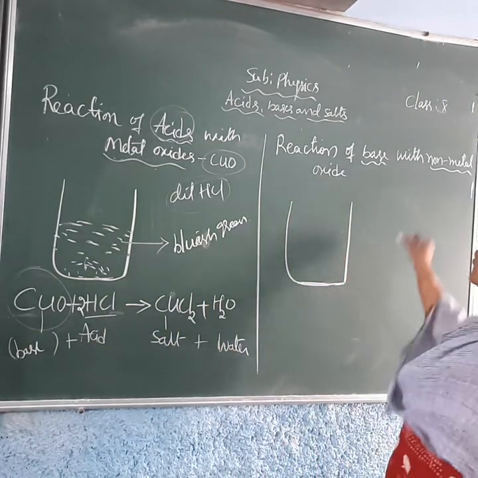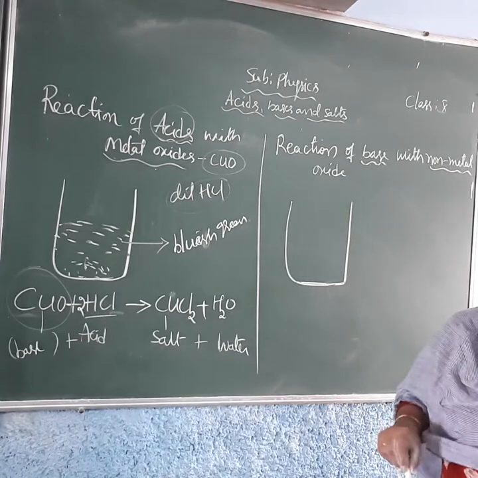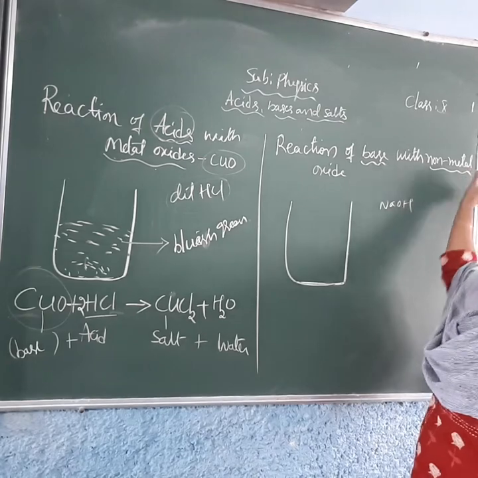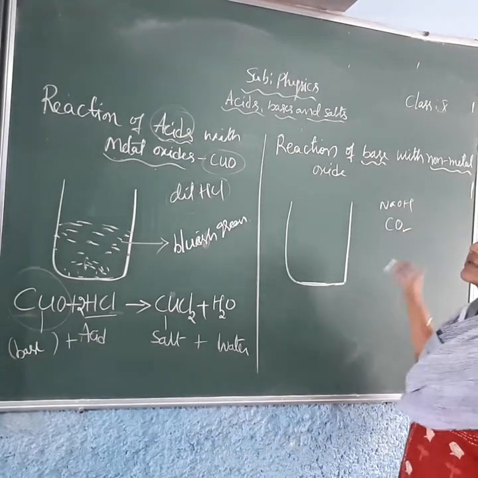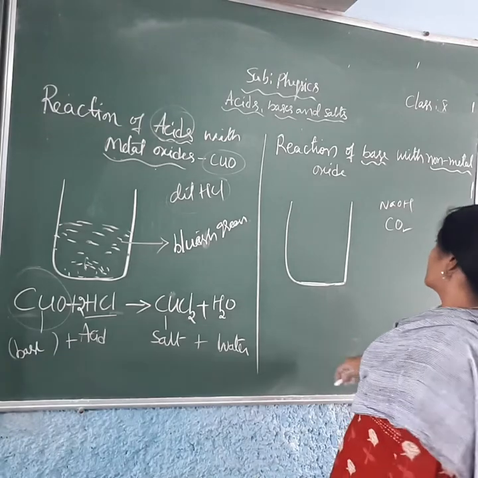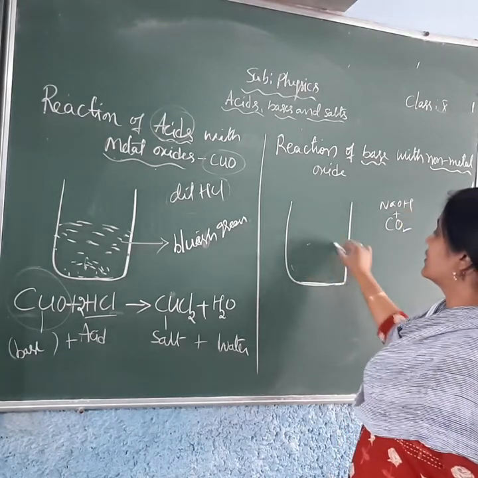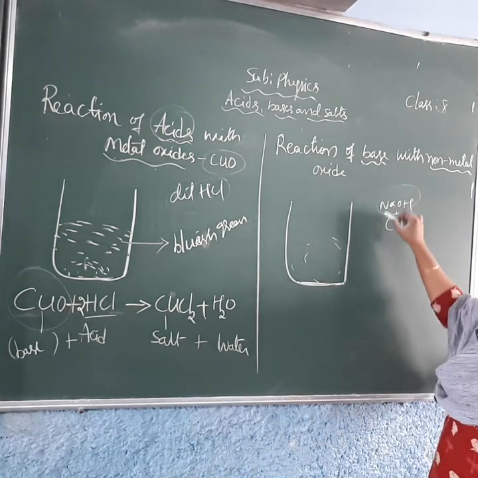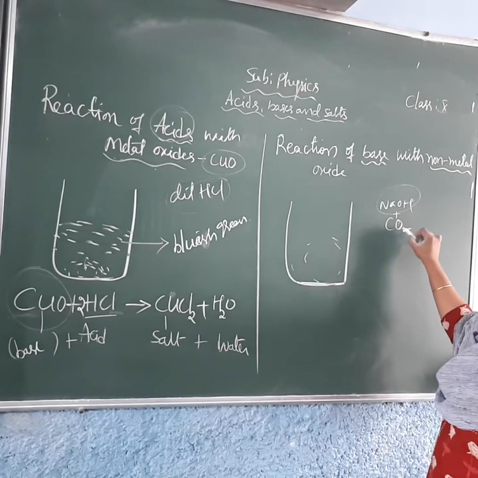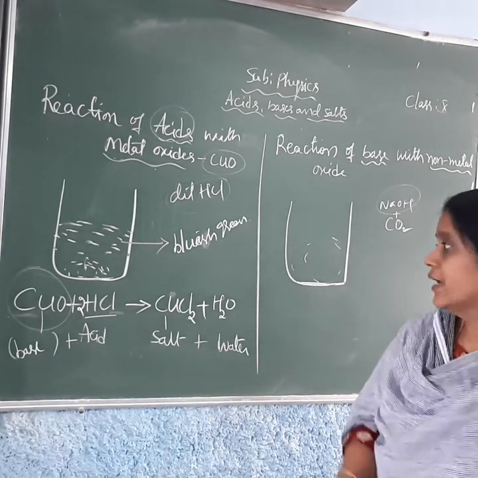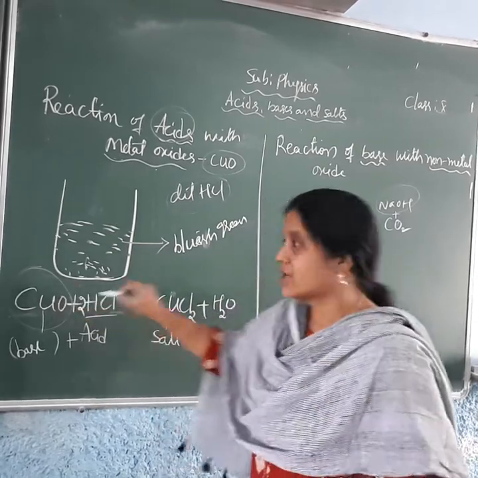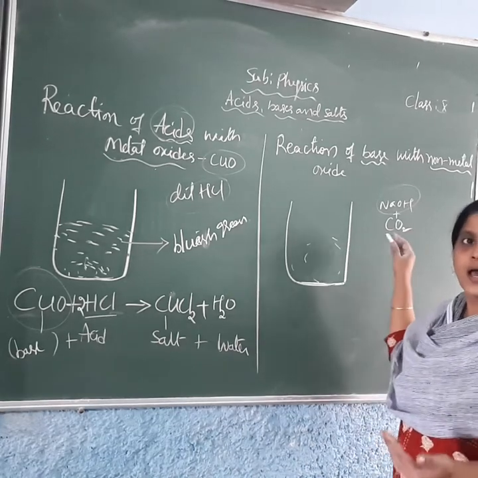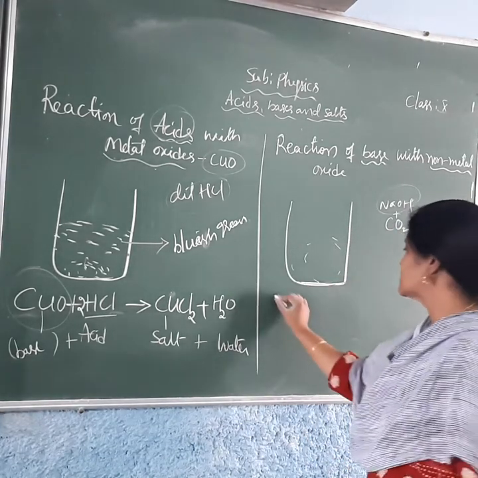Next, coming to this: when a base reacts with a non-metal oxide. Here base means generally we take sodium hydroxide, and non-metal oxides means you can take carbon dioxide, sulfur dioxide, any. Generally these are gases. CO2 is a non-metal oxide. Here copper is a metal, and here carbon is not a metal. So you take the non-metal oxide and add these two. What reactions take place? We will see.